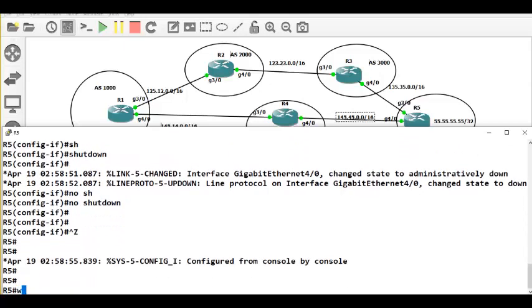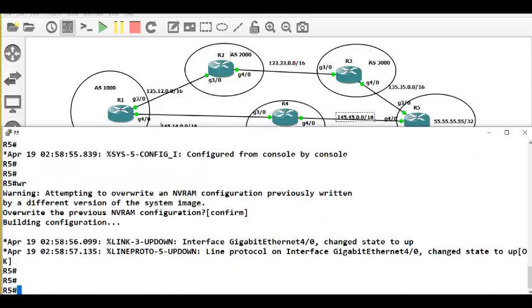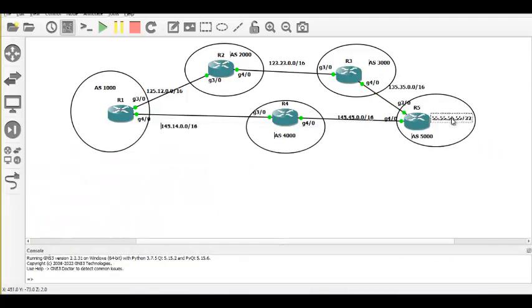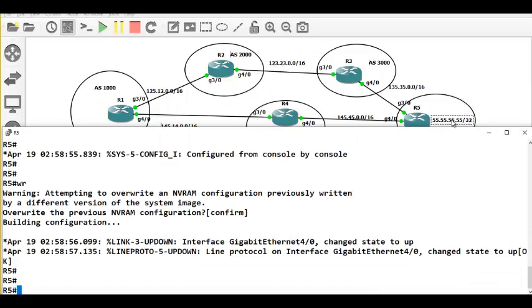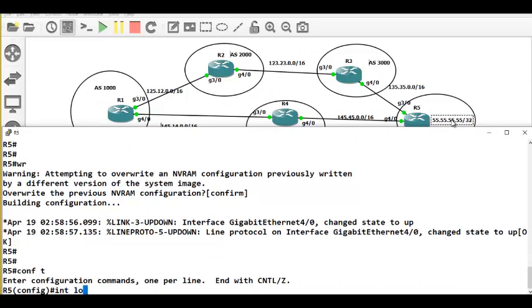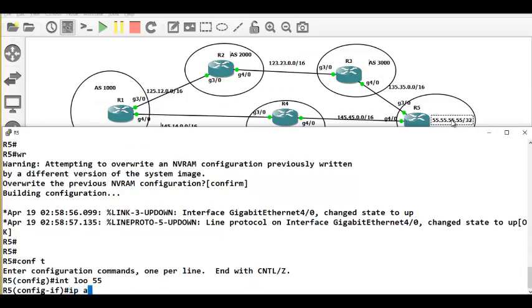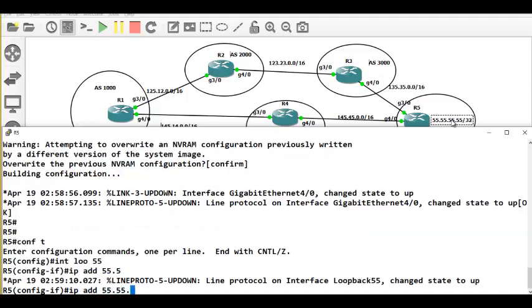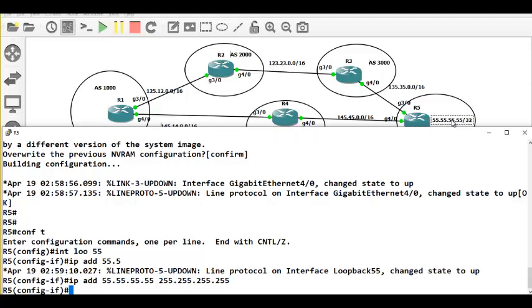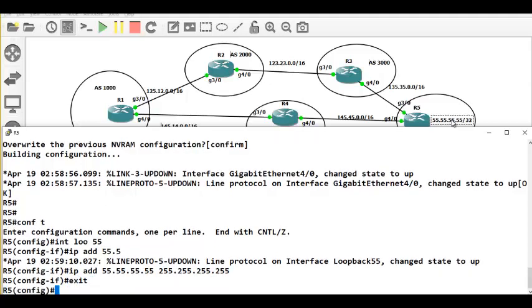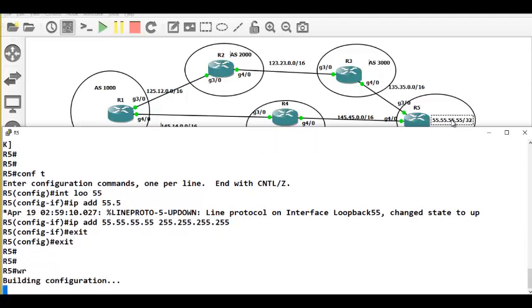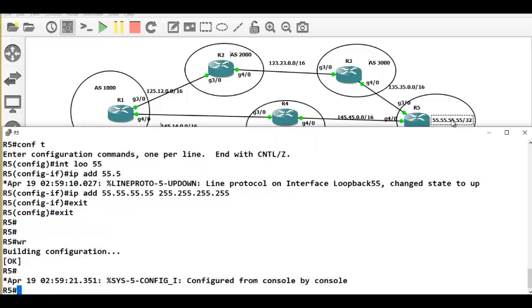Now we also want one more loopback interface for testing 55.55.55.55. So I'll say interface loopback 55, IP address, done. Now we have configured only the IP addresses. Let me finish configuring BGP.